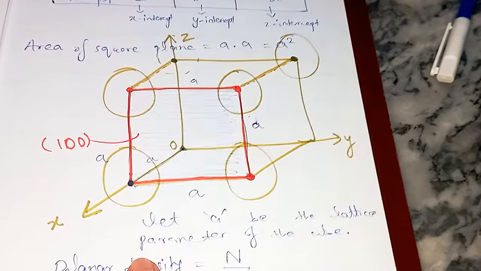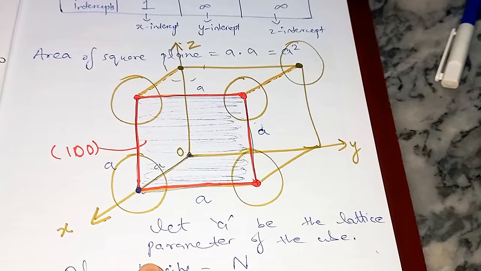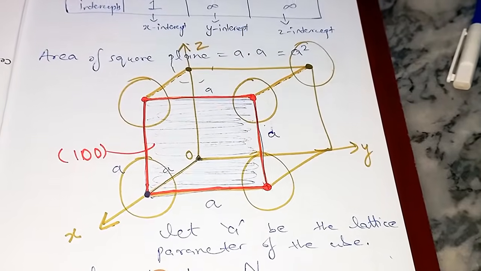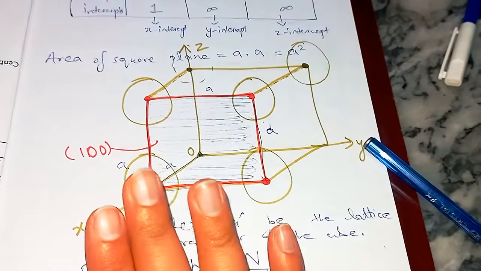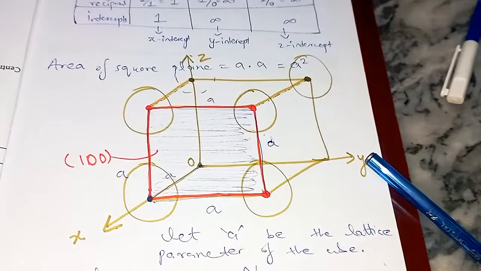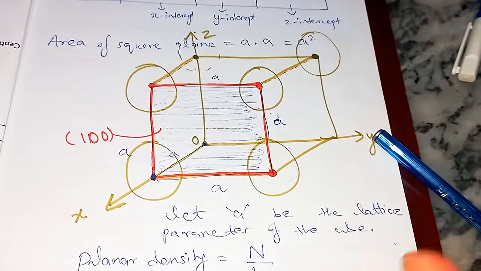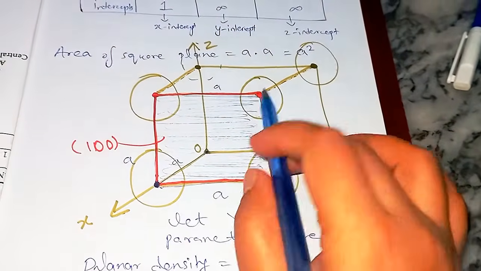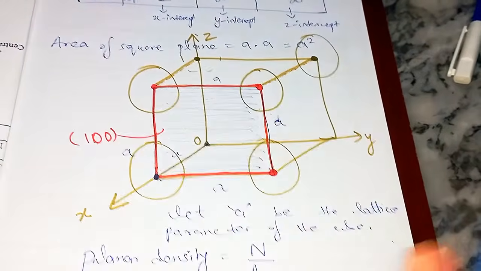So the fact is that if the plane passes through the center of the atom, then that atom will be contributing to the plane. If the center of the atom is not intersected by the plane, then it means that atom is not contributing to the plane, and there is a mathematical way to do that, and we will see that way at the end of this video if you're curious. So let's see how to find out the contribution of these atoms to the plane.